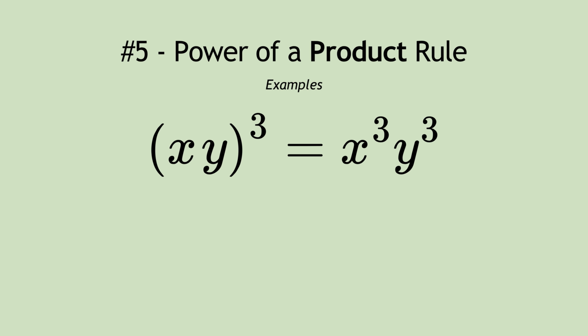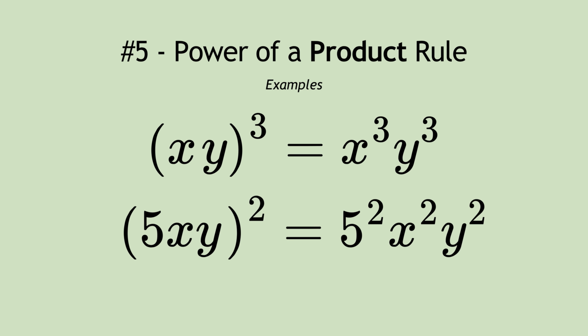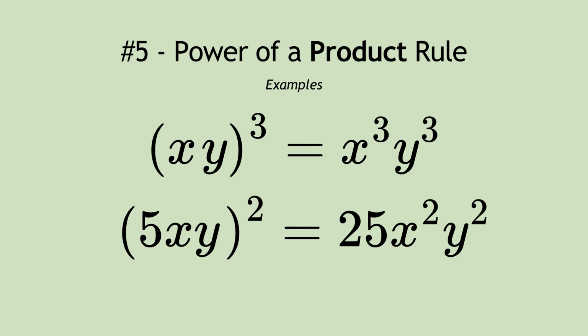x times y, or you can say xy, to the power of 3. Our final answer is going to be x to the power of 3 times y to the power of 3. Now we have 3 different bases. We have 5xy to the power of 2. Your answer is going to be 5 to the power of 2 times x to the power of 2 times y to the power of 2. It is really important that we distribute that exponent to each base. So your real answer will be 25x squared times y squared.